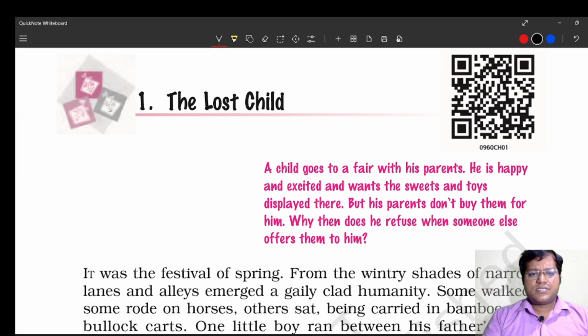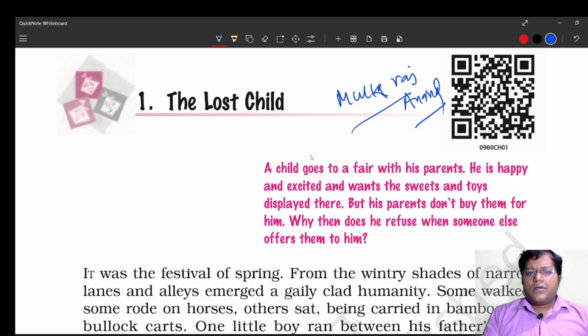My dear students, today I am going to teach you The Lost Child by Mulk Raj Anand. The Lost Child is a short story written by Mulk Raj Anand. This short story is now included in the syllabus of NCERT class 9.